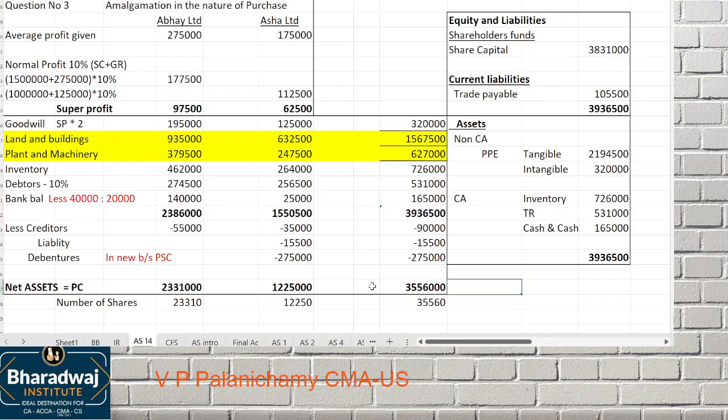Because it is amalgamation in the nature of purchase. So we will not take over what? Reserves and surplus. Purchasing company records only these assets and liabilities.